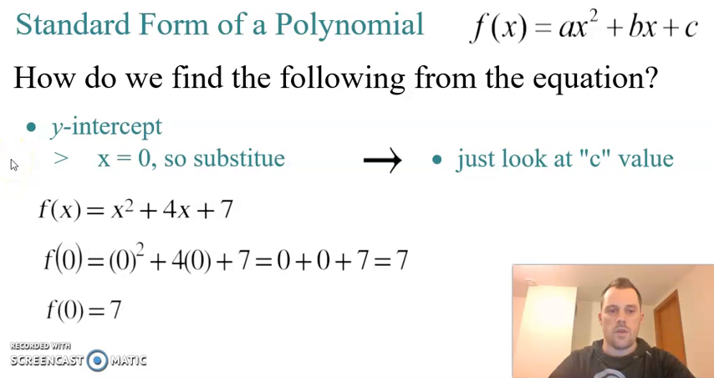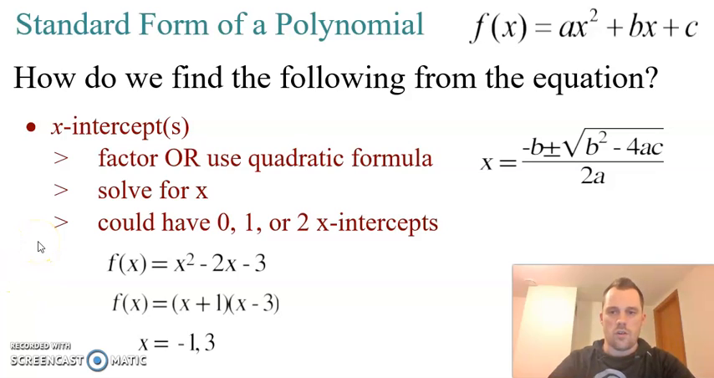The y-intercept is also given. So we know that y-intercept has an x value equal to 0. That's always true. So we can substitute 0 into our function, just find f of 0. So we substitute 0 in for x here and here. We end up with a y value of 7. Well, 7 is just what this c value, or the constant, is in our function. So if you have standard form, that c value tells us the y-intercept. So we just look at that.